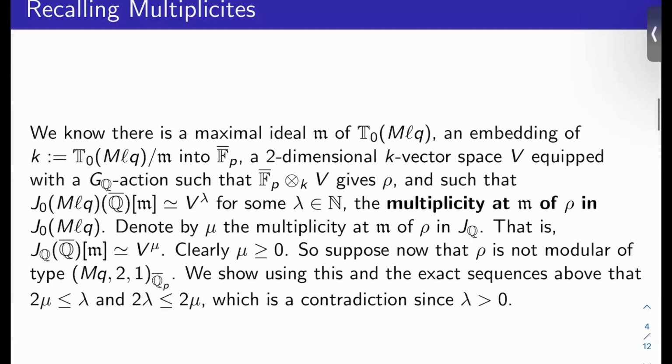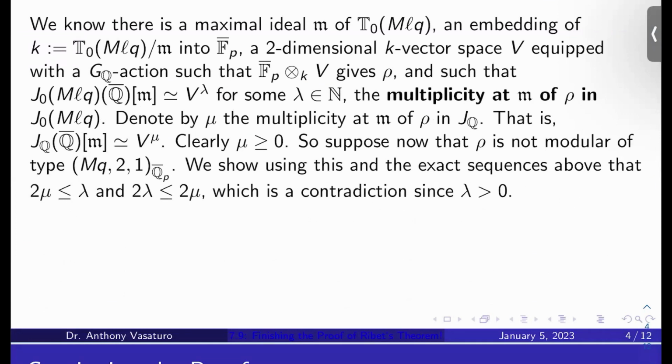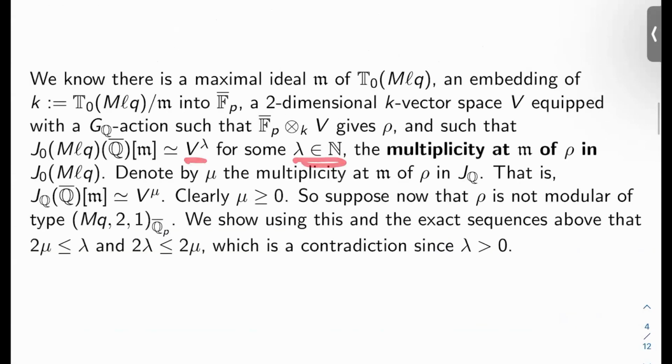Okay, let's also recall the definition of multiplicities from last video. We know there's a maximal ideal M of T0 of MLQ, so the Hecke algebra at level MLQ, an embedding of K, which is T0 at level MLQ mod M into FP bar, a 2-dimensional K vector space V equipped with a Galois action, such that V tensored up to FP bar gives rho, the representation. So this is what it means to be modular of the level that we're assuming. And such that J0 at level MLQ of Q bar, and then take M torsion is isomorphic to V to the lambda for some lambda that's actually a natural number, so a strictly positive integer. So again, this all just means rho is modular of whatever level we were assuming it was modular of MLQ, right? Okay.